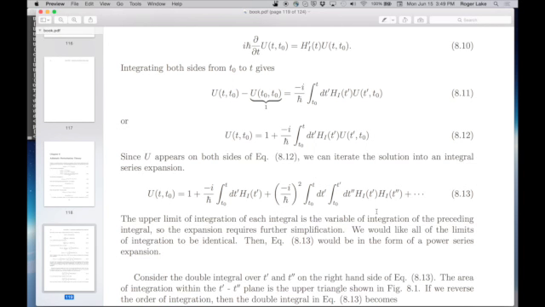And create something that looks like a power series, but it's not quite a power series yet because this variable of integration shows up in the limit. For each integral, the upper limit of the integral is the variable of integration for the preceding integral. So they're all interconnected, which still makes it, we would like it to be a power series, and it's really not quite there yet. Okay.